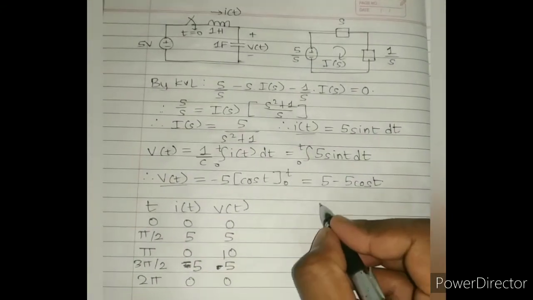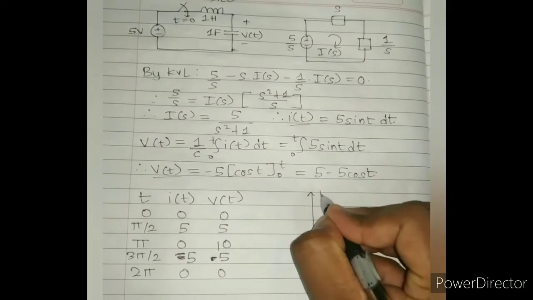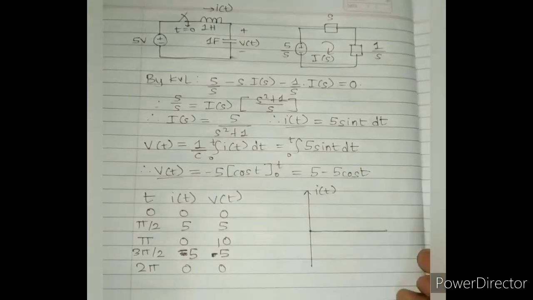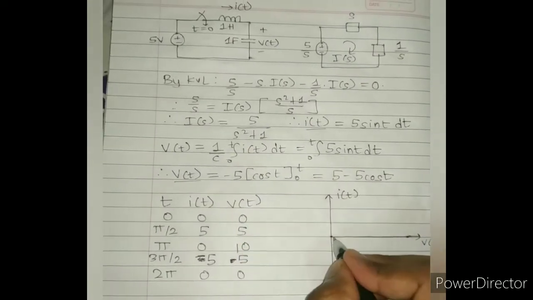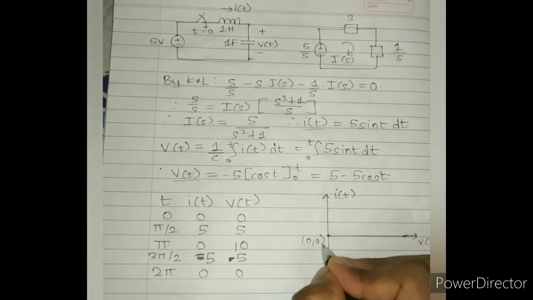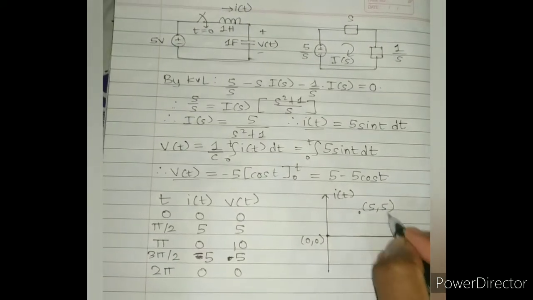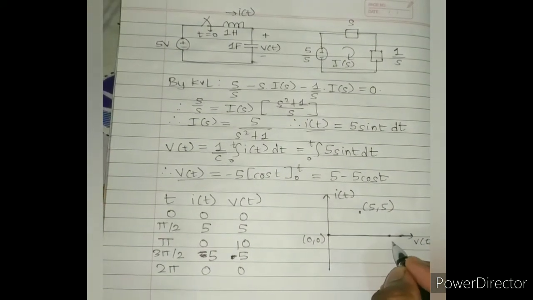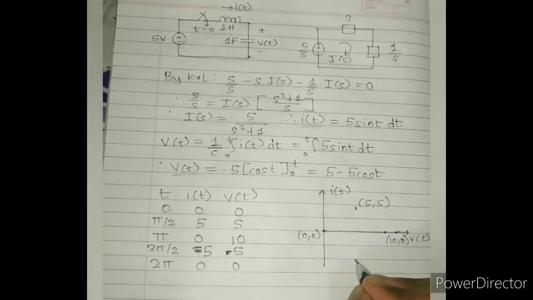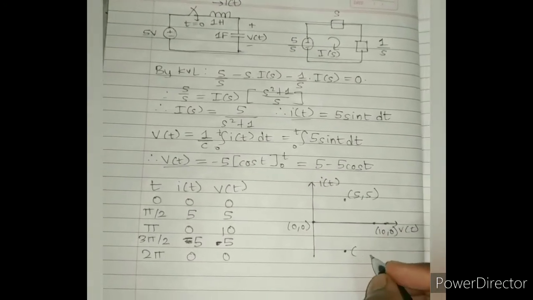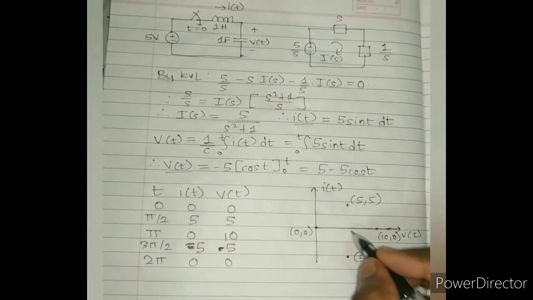Now let's make a plot of I of t versus v of t. When I of t is 0, v of t is also 0, 0 comma 0. When I of t is 5, v of t is also 5, 5 comma 5. When v of t is 10, I of t is 0, 10 comma 0. When v of t is 5, I of t is minus 5. So it's 5 comma minus 5. Again at 2 pi they are 0 comma 0.